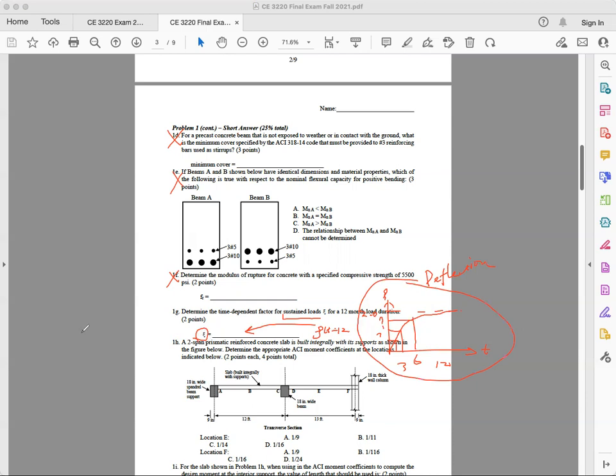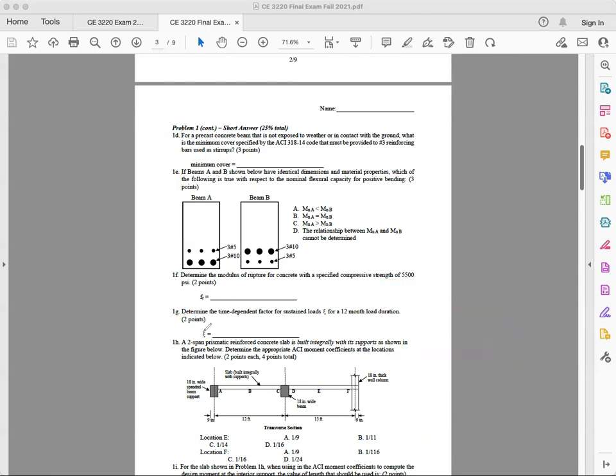What, Bob, what do you mean by that? Well, lambda equal to Cassie on the top is a function of time divided by 1 plus 50 rho prime, where rho prime is the compressive reinforcement ratio, remember? So we're only asking for Cassie, we're not asking for lambda, okay? All right, okay, so that is that problem, and I'll say this is definitely on the exam, okay?